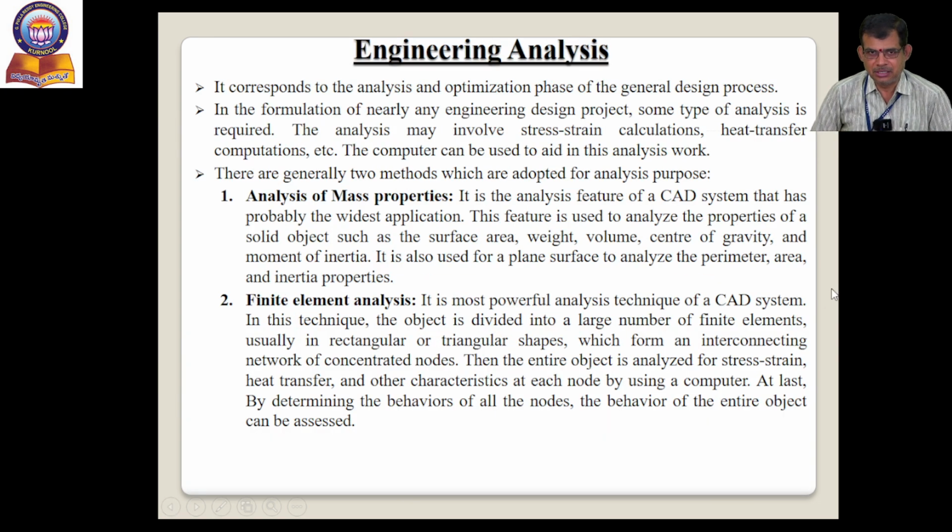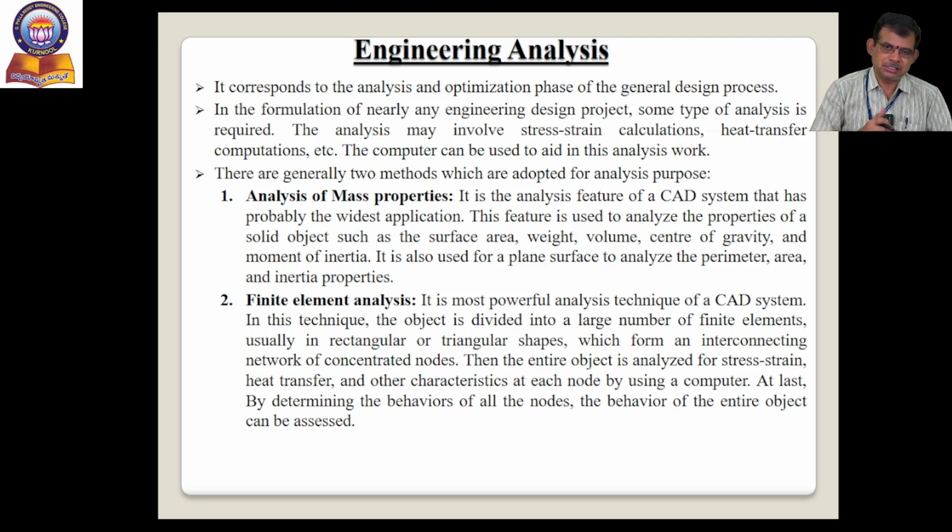Once the geometric modeling stage is over, the object is created in all its respects. The next step is called engineering analysis. It corresponds to the analysis and optimization of the previous stage, the design process, which we discussed earlier. In the formulation of nearly any engineering design project, some type of analysis is required. You cannot create the object and directly give it for manufacturing. You must test it: heat transfer calculations, kinematic calculations, dynamic behavior, everything. If it is satisfactory, only then can you give it for manufacturing.